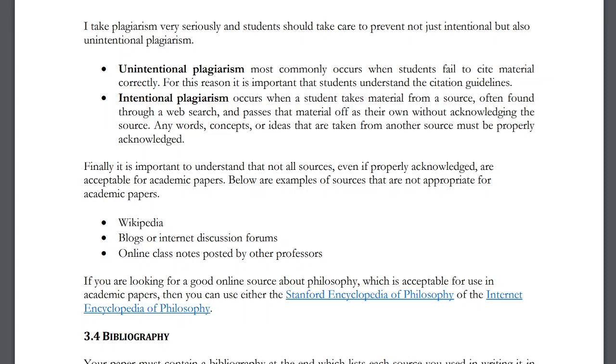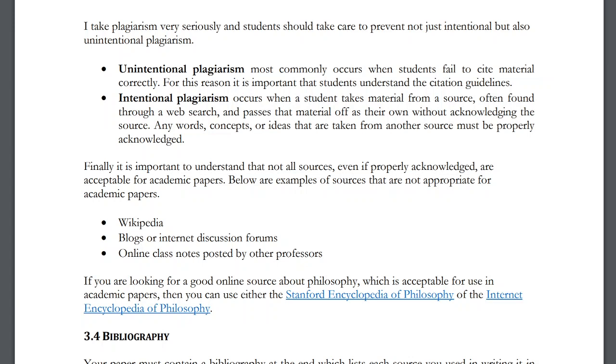But I want to make another point as well about the kinds of sources you should use. So besides the reading you're required to cite, of course, if you want to use other sources, they should be peer-reviewed academic sources. That means things like Wikipedia, although Wikipedia is a great site in general, it's just not proper for this assignment. Blogs or internet discussion forums, online class notes posted by other professors. These are not things that are okay to cite in this assignment.